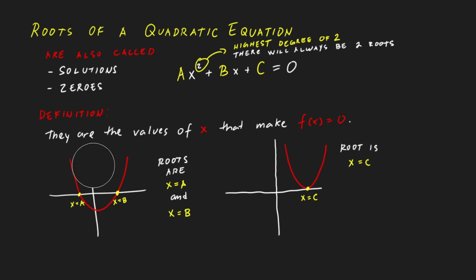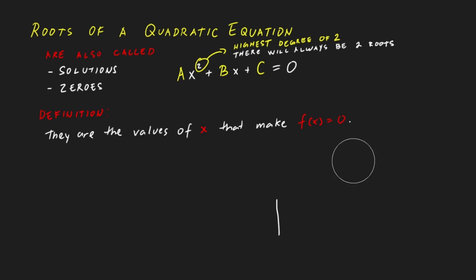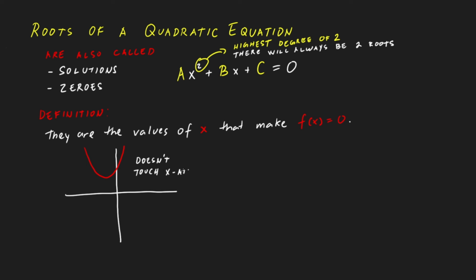Okay, so let's do another example. Now, let me erase this. Okay. So now, let's say we have a parabola like this. It's lying somewhere here, right there. As you can see, this parabola doesn't touch the x-axis anymore.